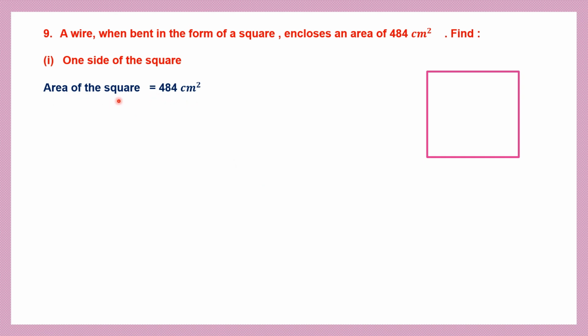Now we know the formula to find the area of a square. Area of a square is side into side or side square. So side square is 484. So now we have to find only side, and that will be the square root of 484. So I hope all of you know how to find the square root. Now let's quickly work it out.